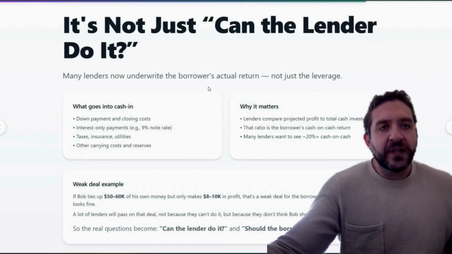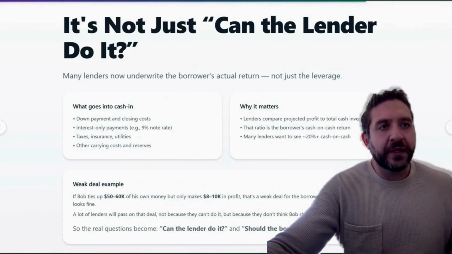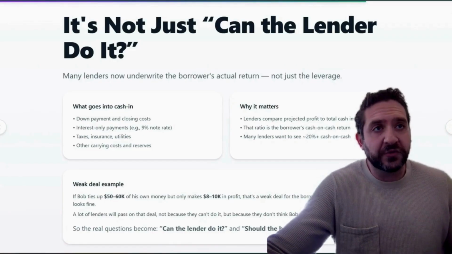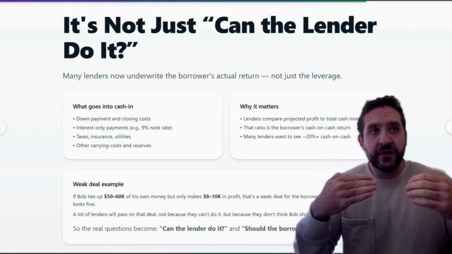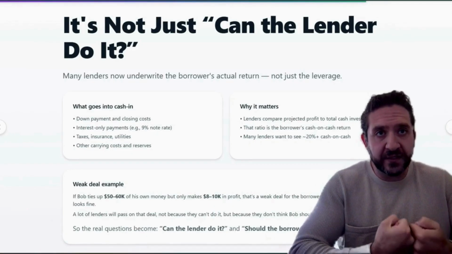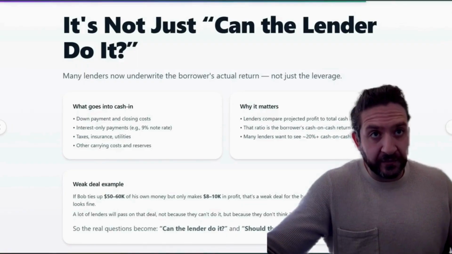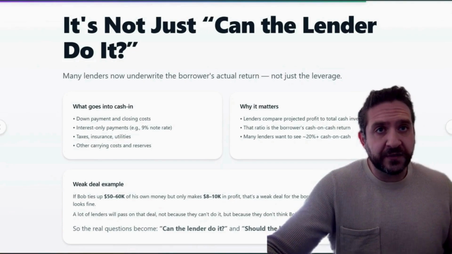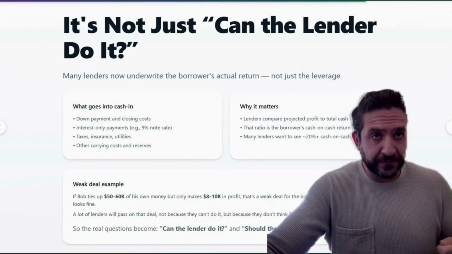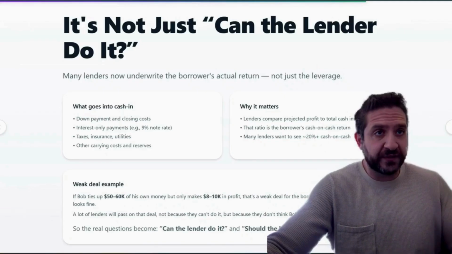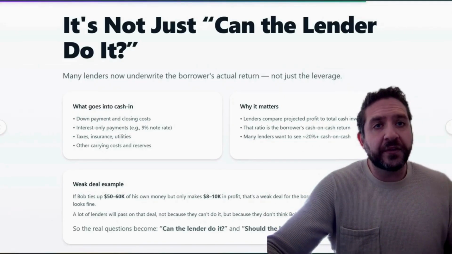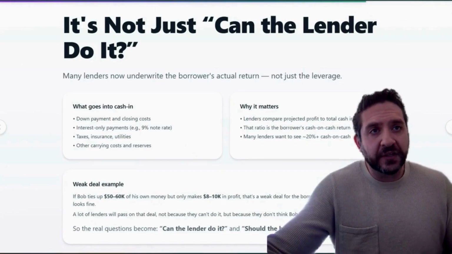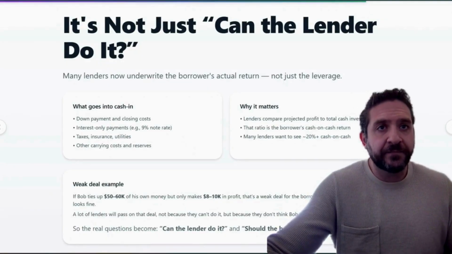Now, here's another thing brokers miss, and this is becoming a bigger deal with a lot of lenders. Some lenders also look at the borrower's actual return, basically the cash on cash return on investment that the borrower makes on his money. Think about what Bob is actually tying up: his down payment, closing costs, his interest-only payments during the loan, let's call it 9%, insurance, taxes, utilities, and all the other carrying costs for the project. After all of that, that's the actual profit relative to the cash that he had to put in.